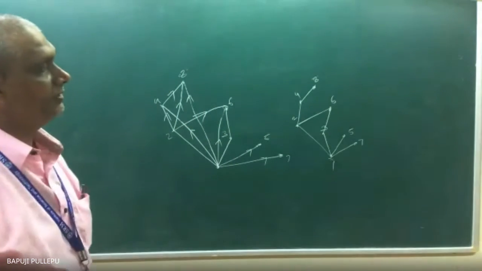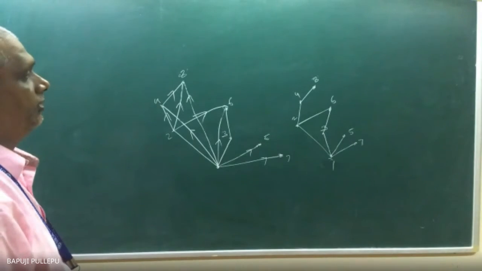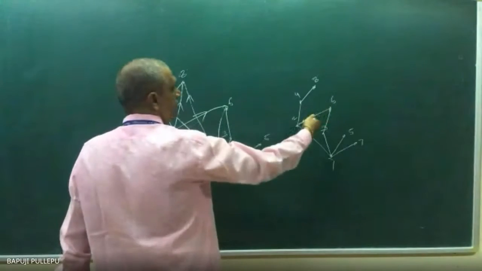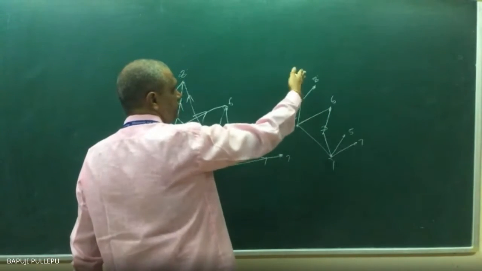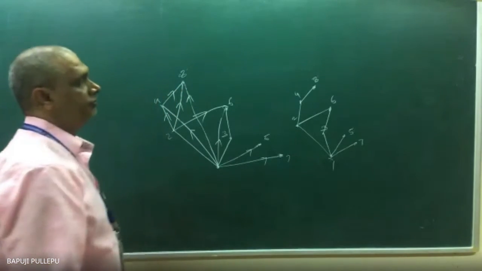See, 1 to 7 is there, 1 to 5, 1 to 3, 1 to 6, 1 to 4, 1 to 8 again. From this, if you see 2, always in the upward direction, 2 to 4, 2 to 8. Then 3 to 6. And then 4 to 8.